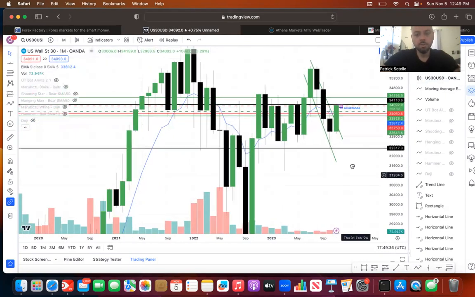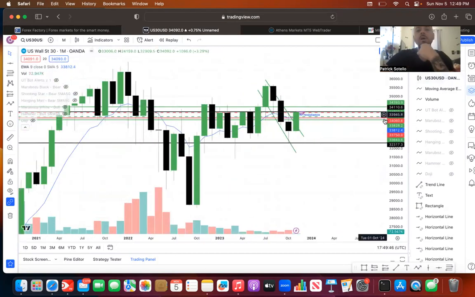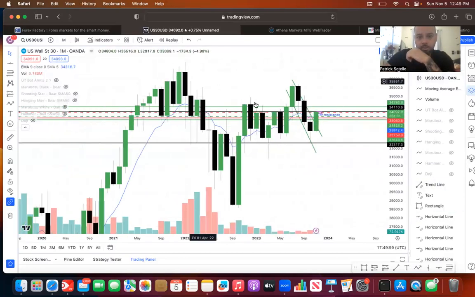As you can see right here, some of y'all might see it already. We have this inverted head and shoulders pattern going on right here. That's the first thing I saw. An inverted head and shoulders could mean that we're going to start a bullish trend. And that's exactly what happened this past week. So that's the first thing I noticed.